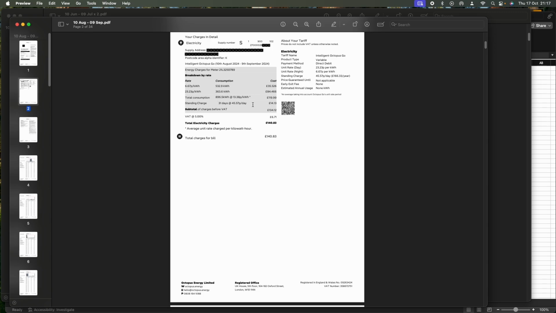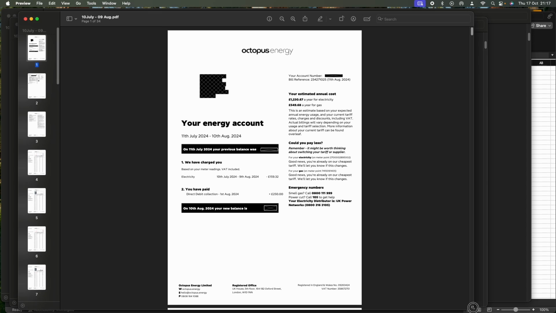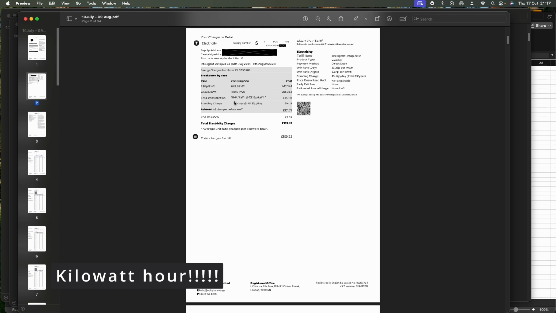Then in July, I'll bring it up like that. There is the July, between 10th of July and 9th of August. That's when my bill came out. So this is what it was. We used 1,044 kilowatts and the average was 13.18 per kilowatt.